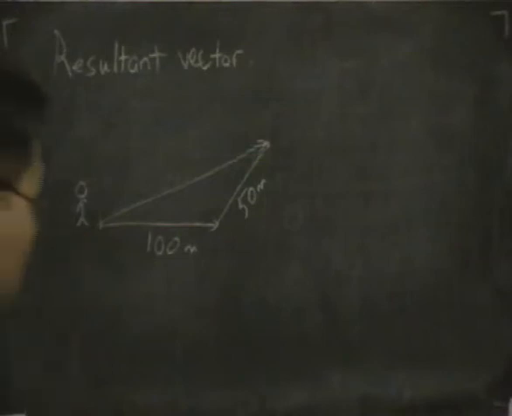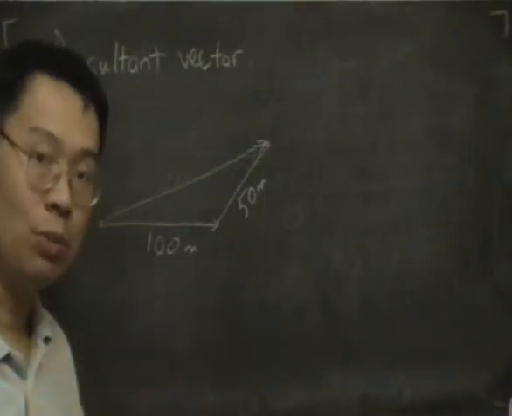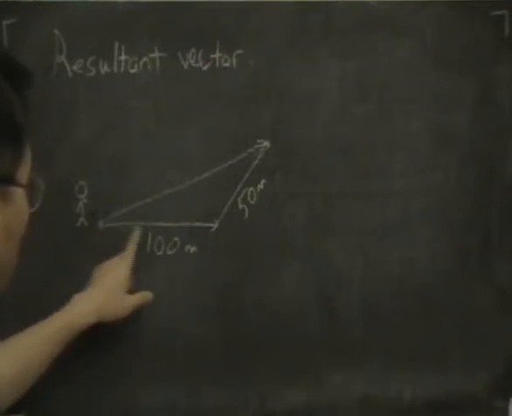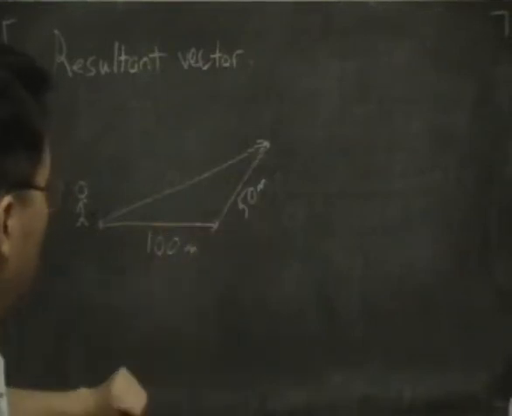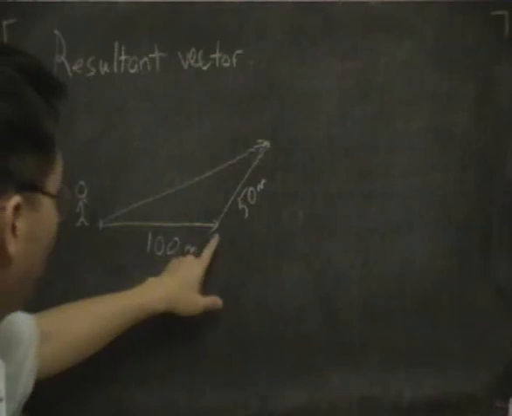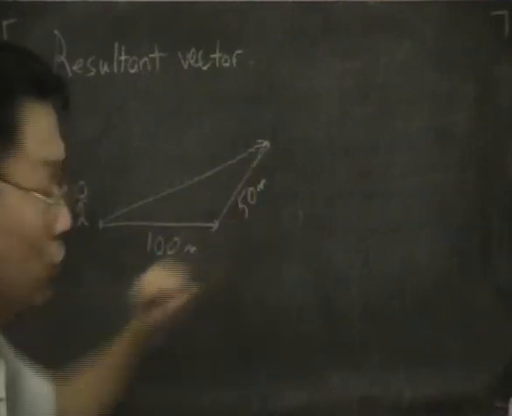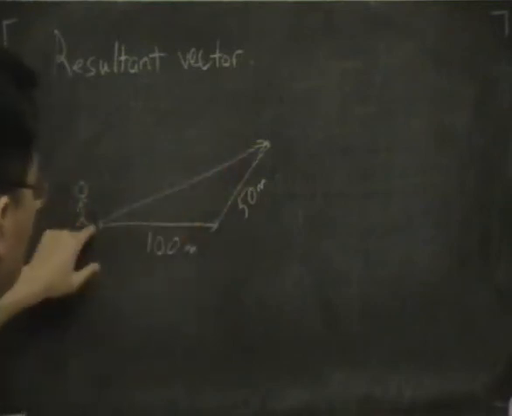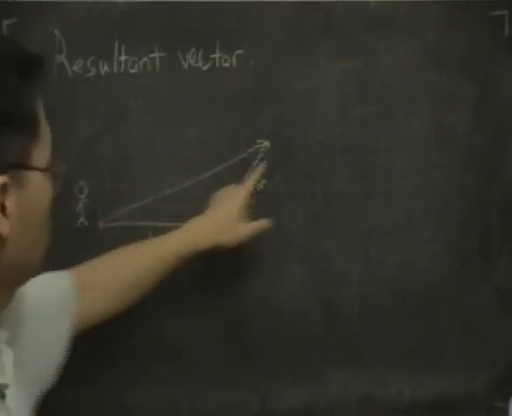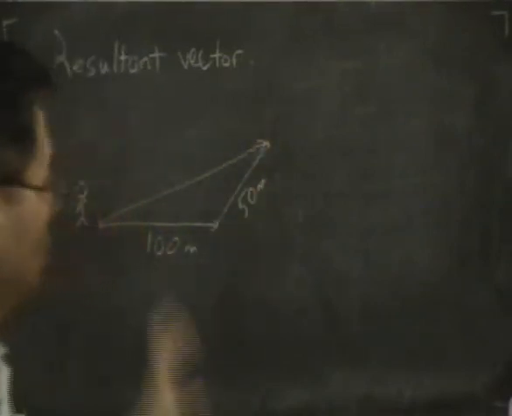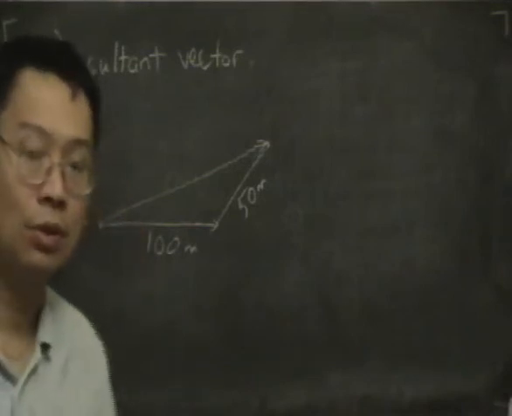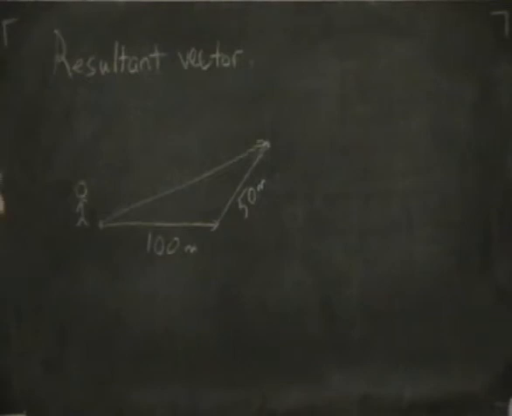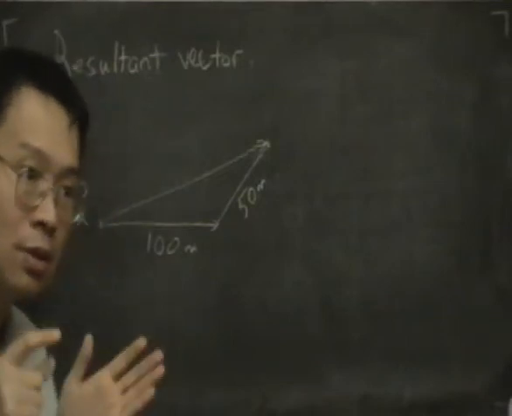Now looking at this actually gives us a simple way to add two vectors. All you need is to put the two vectors, put the head of one vector to the tail of the other vector, and then draw a straight line joining one end to the other. You have a triangle. And this new side of that triangle gives us the resultant.